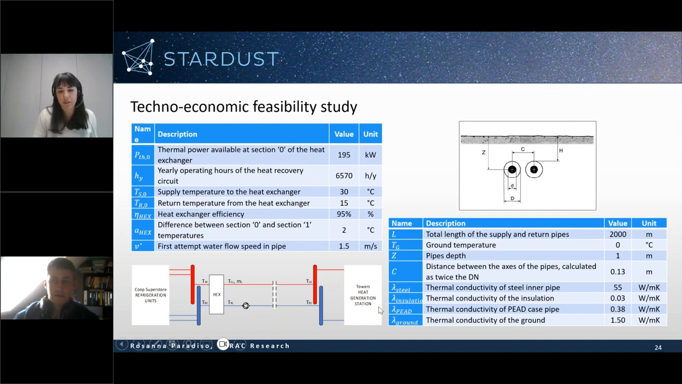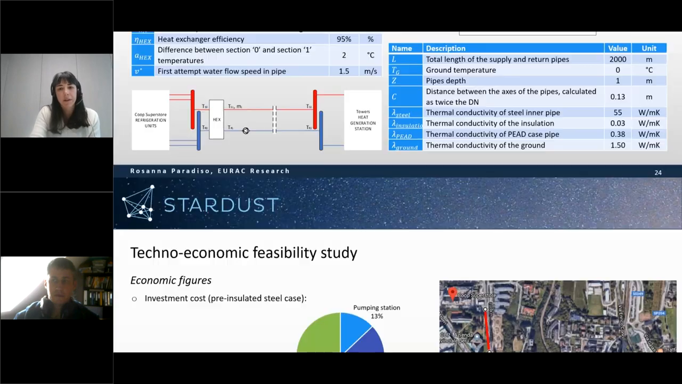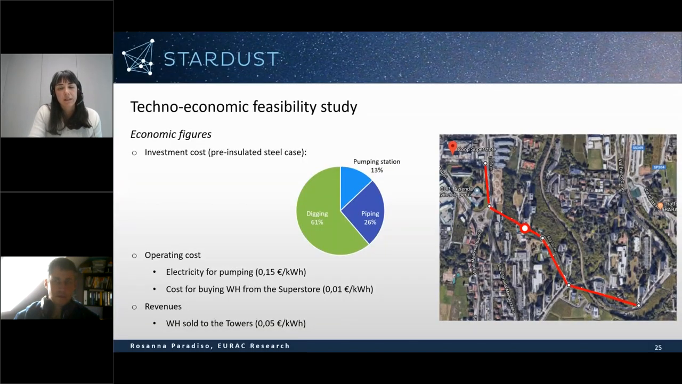The supply temperature to the tower's heat generation station depends on the thermal losses. So we have considered two types of pipes: PEAD, which is basically a type of plastic, and pre-insulated steel pipes. So there were differences in thermal losses, and so in the supply temperature to the towers.